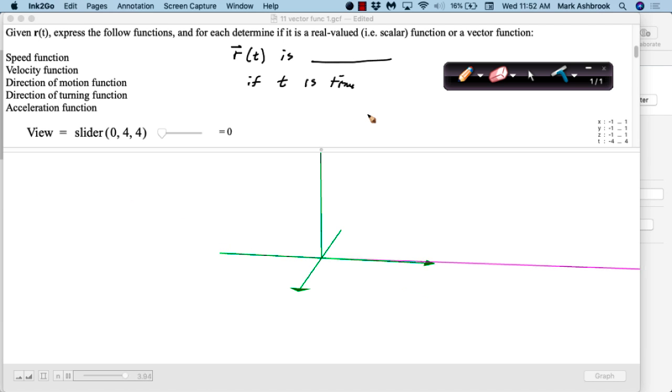Okay? So now what I want you to do for each of these is express the function, something relative to r, so you've got 5 to do, and then determine if that function that you've expressed is a real valued function or a vector function. When we say a real valued function, are we talking about the independent variable or the dependent variable? Is that talking about the inputs or the outputs? Outputs, right? And that's the same with a vector function. When we say it's a vector function, is that the inputs or outputs? Independent or dependent variable?